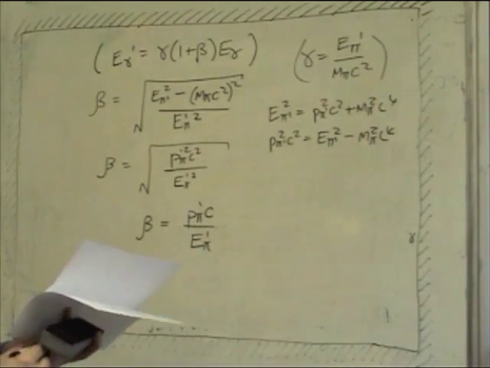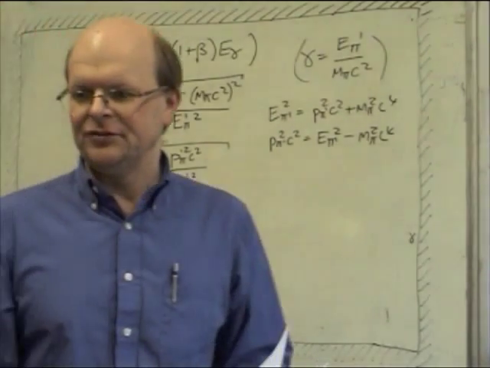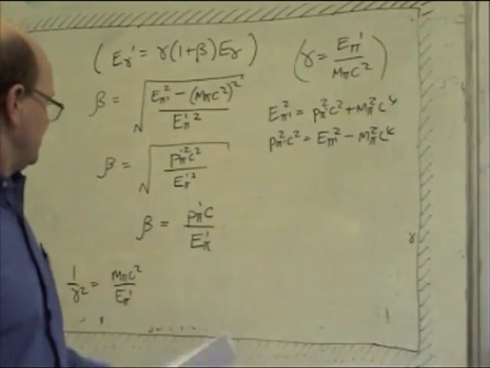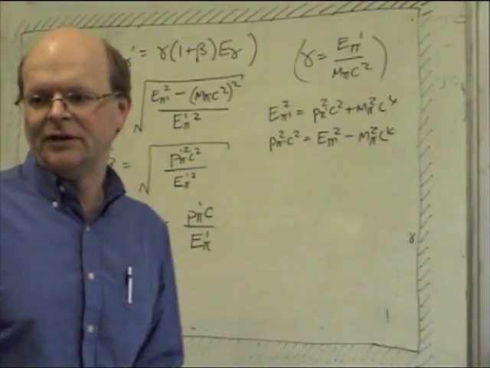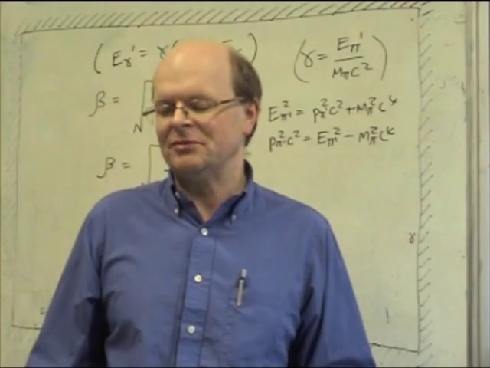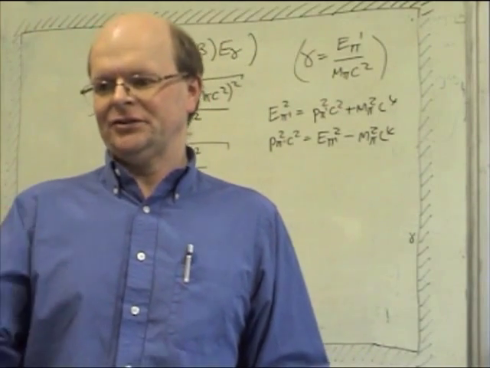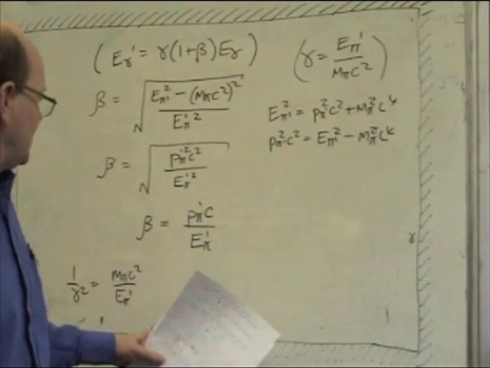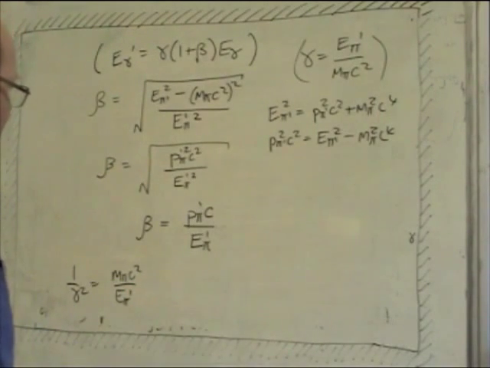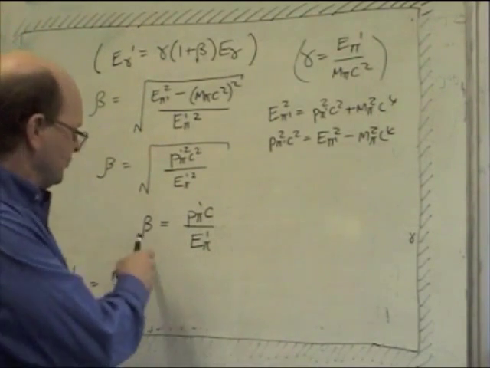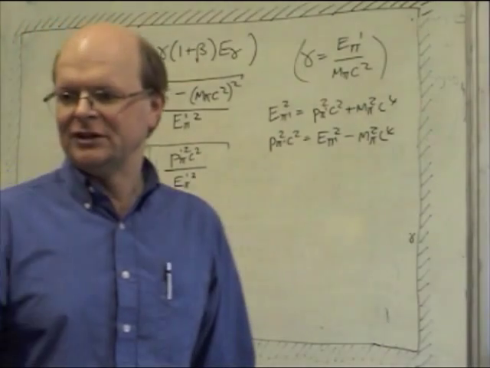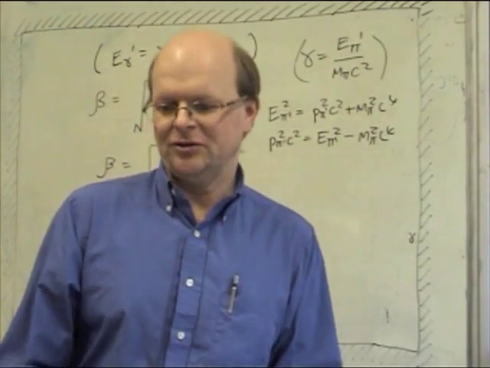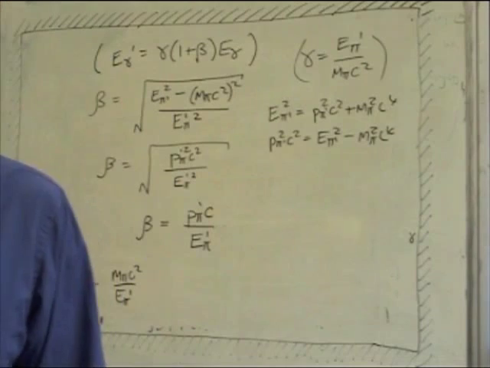If you have a particle and you know the magnitude of its momentum, which in this case is p pi primed. Remember, we're in the primed frame, just to remind ourselves that in this frame the pion is actually moving before it decays. So if you know the magnitude of the momentum of the pion and its total energy, there's a simple expression for beta, the ratio of the velocity of the particle, the pion, to the speed of light.